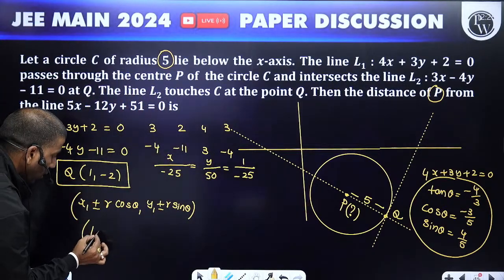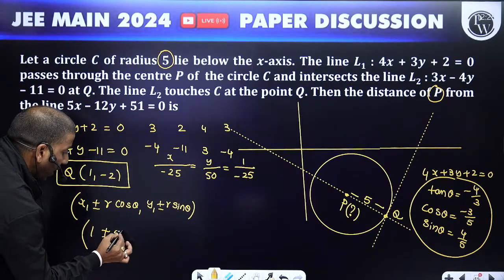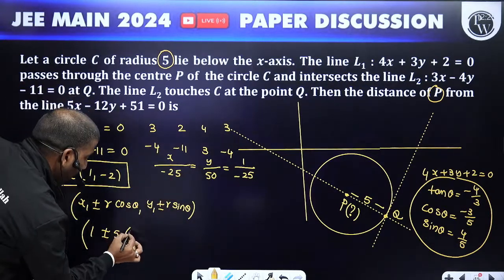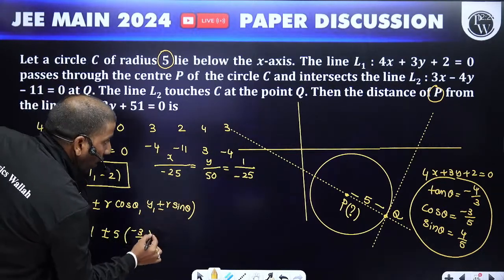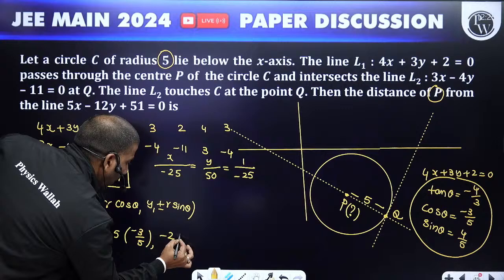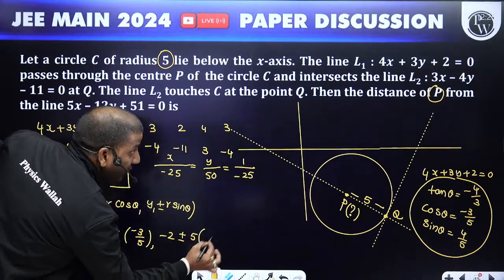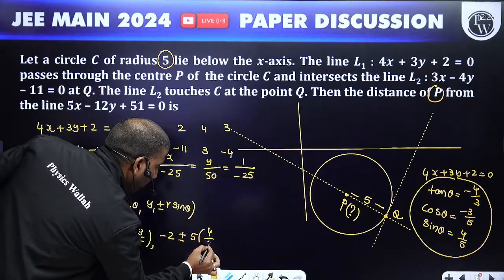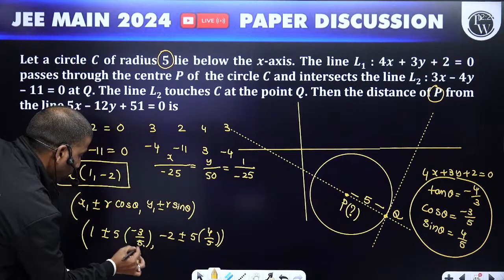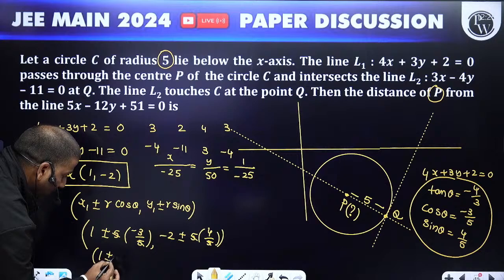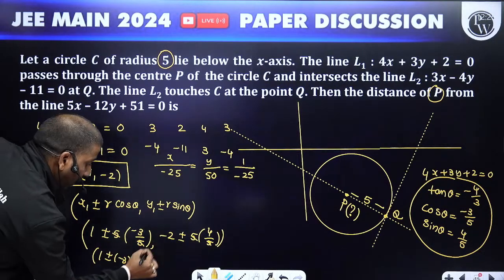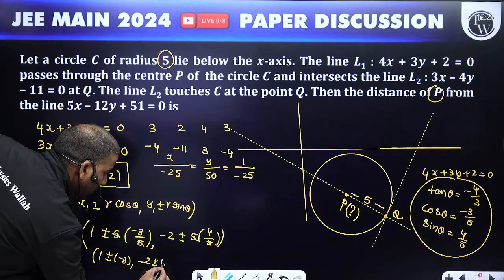x1 is 1 plus r times cos theta. Cos theta is minus 3 by 5. Next, y1 is minus 2 plus or minus 5 times sin theta. Sin theta is 4 by 5. So what do you get? The 5 got cancelled. This is 1 plus or minus minus 3 and minus 2 plus or minus 4.